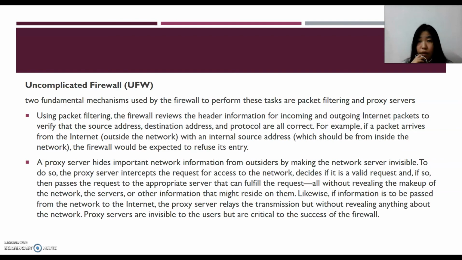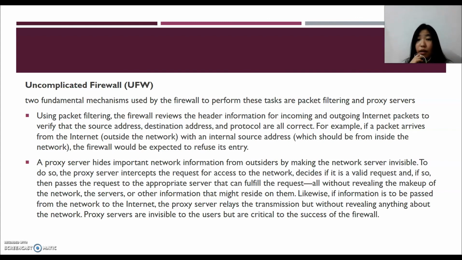Uncomplicated firewall, UFW. Two fundamental mechanisms used by the firewall to perform these tasks are packet filtering and the proxy server. Using packet filtering, the firewall reviews the header information for incoming and outgoing internet packets to verify that the source address, the destination address, and the protocol are all correct. For example, if a packet arrives from the internet outside the network with an internal source address, which should be from inside the network, the firewall could be expected to refuse its entry.